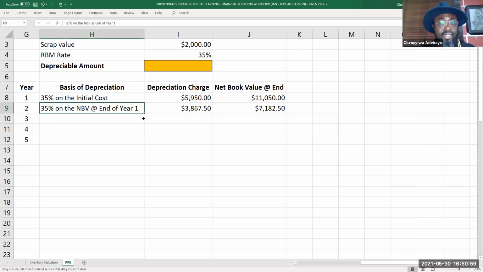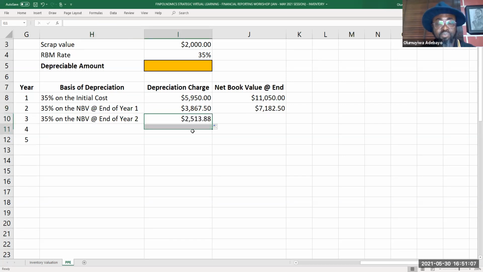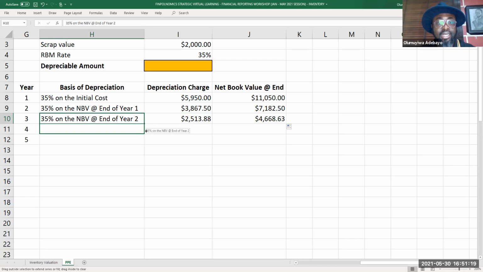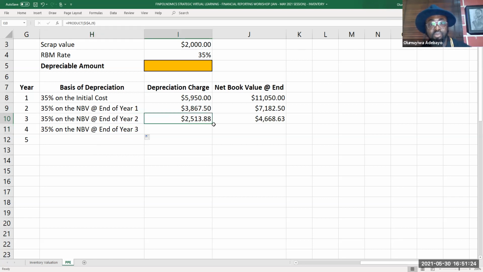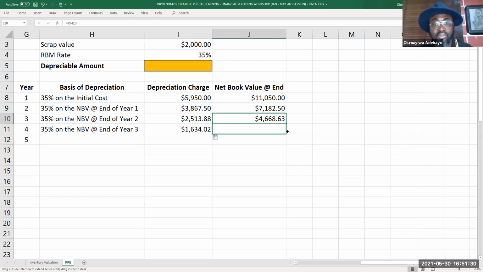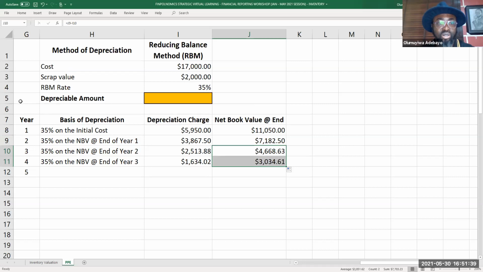At the end of the day, in year three, it will be net book value of year two. And that will be this. And the net book value in year three will be the net book value in year two minus the depreciation charge of year three. Now, in year four, it will be 35% of net book value of year three. And that gives me this. And the net book value at the end of year four is 3,034.